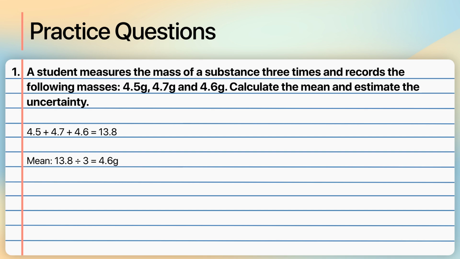To estimate the uncertainty, we find the range, then half it. To find the range, we take the smallest value away from the largest value. So 4.7 minus 4.5 equals 0.2. Then we divide this by 2 to find our uncertainty. So the mass is 4.6 grams plus or minus 0.1 grams.